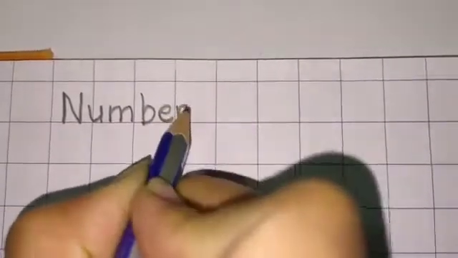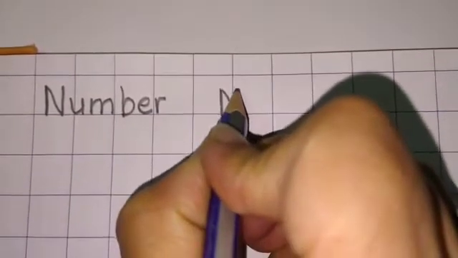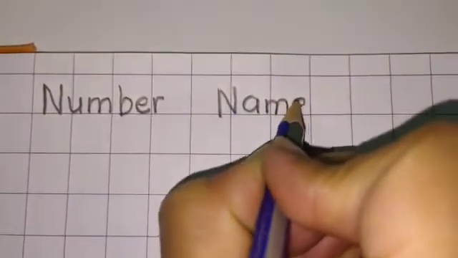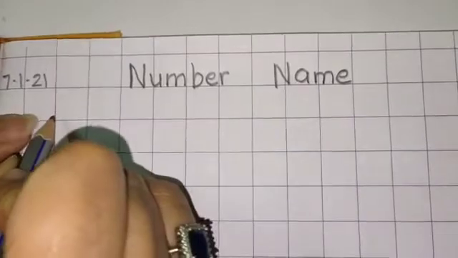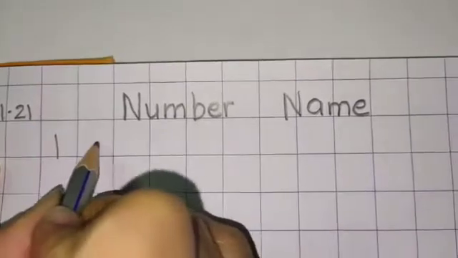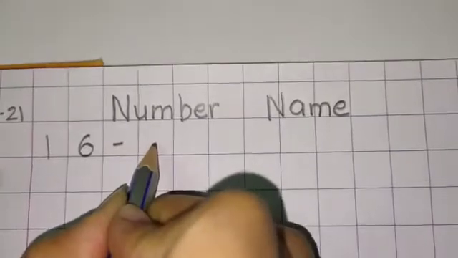N U M B E R. Number. Leave 1 finger space and write capital N A M E. Number. Name. After writing number name, next to the margin, you will write number 1 in one box and 6 in the other box. Then you'll make one small dash and we will write 16.